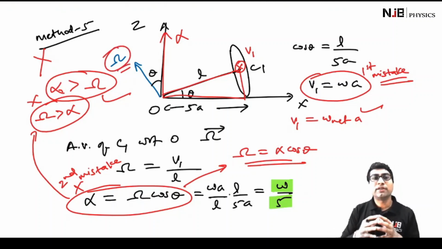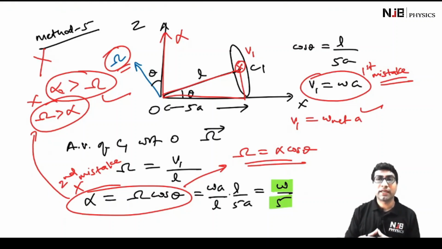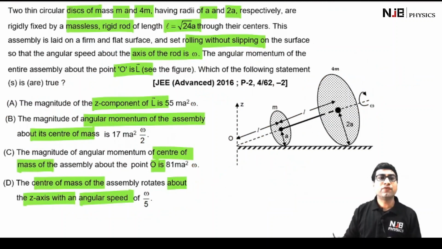So I hope you understood why this fifth method is wrong, which is very popular on the internet, and that when you commit two mistakes, the two mistakes cancel their effect and you get the correct answer. Now if you look at this option D, you will find that option D is going to be the correct answer to this question. However, we have to check the other options as well. So let's do that.